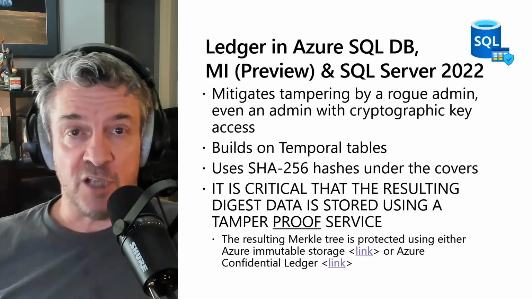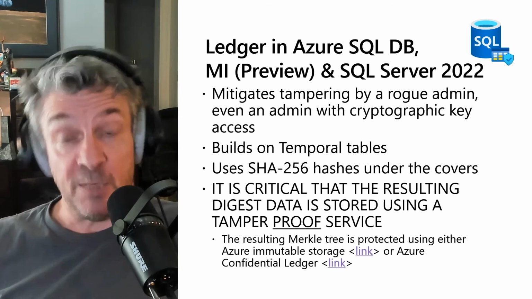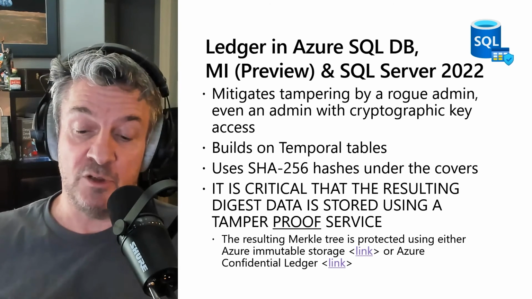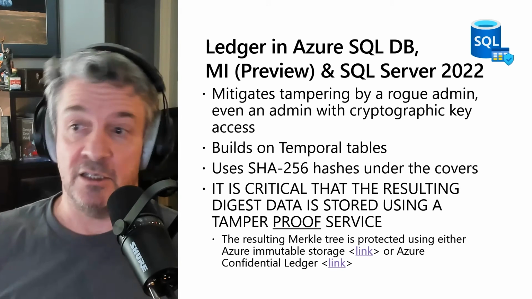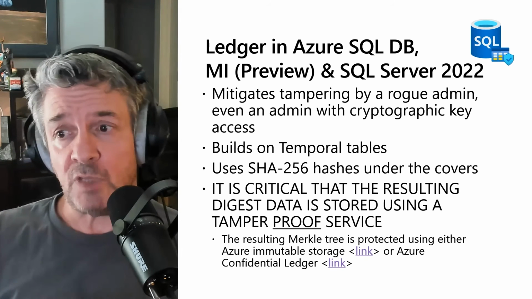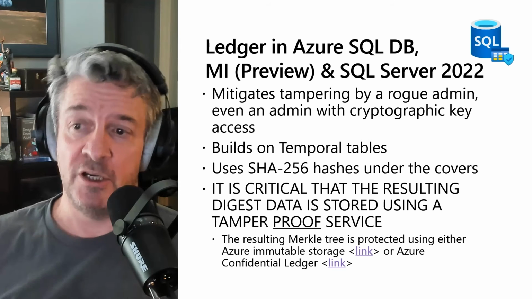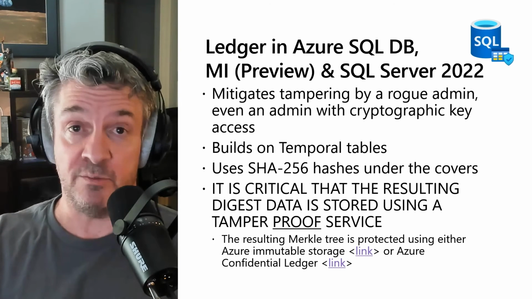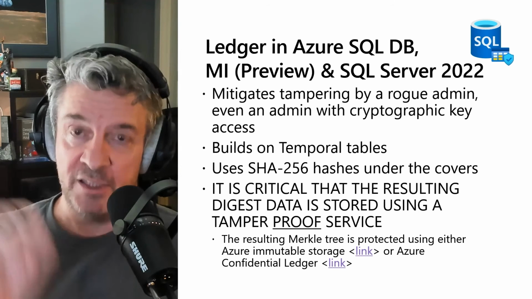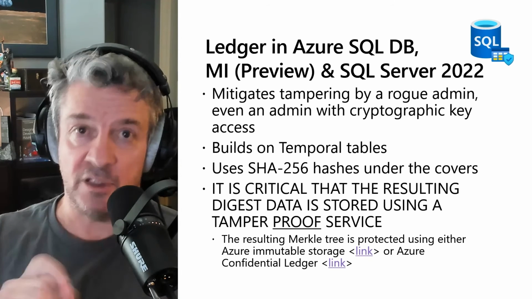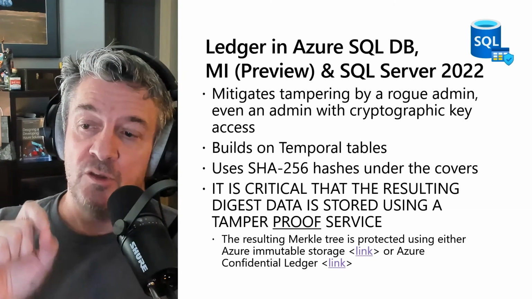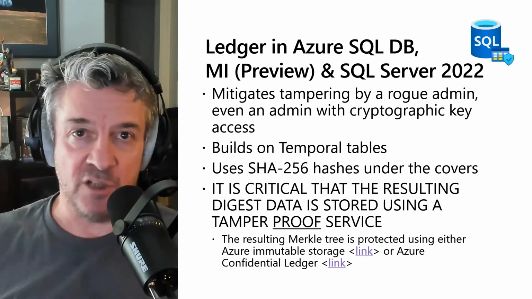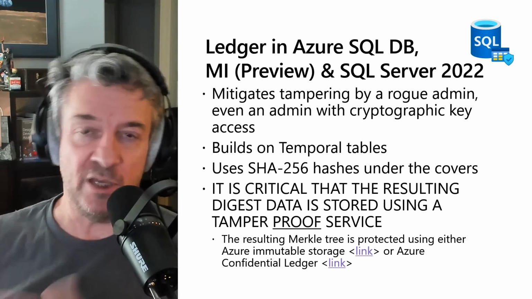This builds on top of temporal tables, and essentially, on a short time-by-time basis, it takes the data and hashes it, using SHA-256 as the hash, and then stores those hashes into a protected storage account. This next part is critically important. The actual data structure is called a Merkle tree. Doesn't matter what it is. It's just a hierarchy of hashes, and the reason we do that is just for performance.